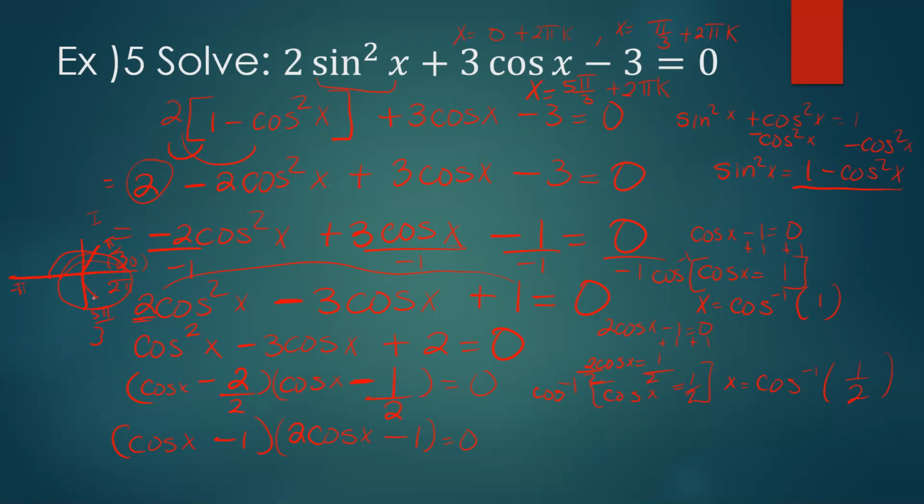Okay, so yeah, those are your three solutions. x equals 0 plus 2 pi k, x equals pi over 3 plus 2 pi k, and then x equals 5 pi over 3 plus 2 pi k. Okay.